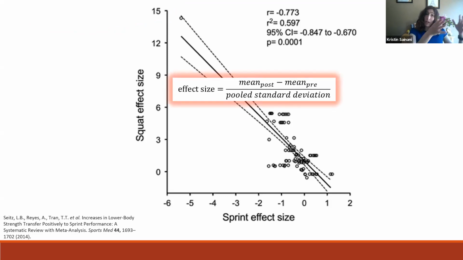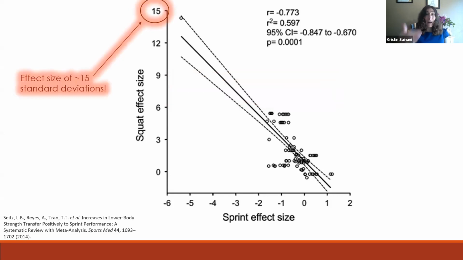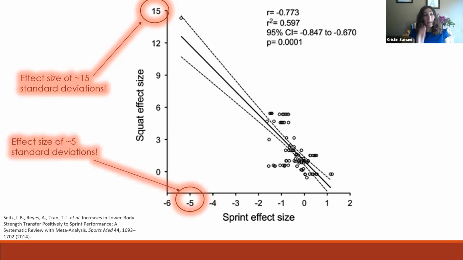So the authors took the mean, like sprinting ability or squatting ability after the intervention, subtracted the mean before the intervention, divided by the pooled standard deviation. They're pooling the before and after standard deviation. So the units for effect size here is standard deviation units. So if we look at this rogue data point, it has a y value, a squatting effect size of almost 15, an improvement of almost 15 standard deviations in squatting ability. And for sprinting, it was an improvement of almost 5 standard deviations in sprinting ability. Again, negative is good here. You want to get faster, so you want your times to go down.